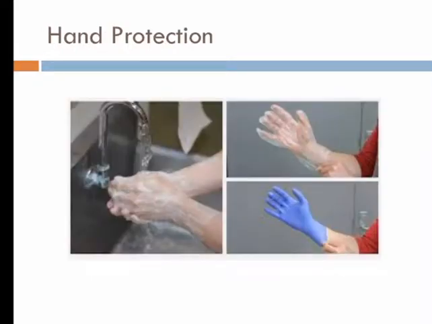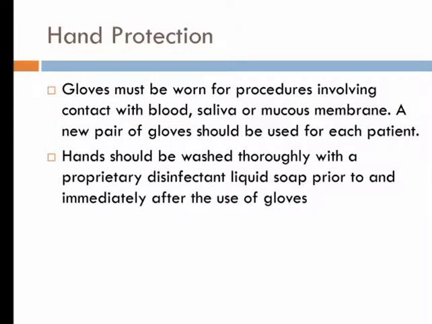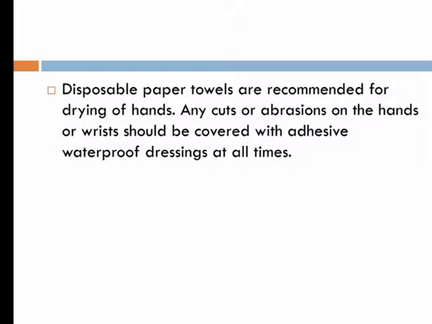Hand protection. Gloves must be worn for procedures involving contact with blood, saliva, or mucous membrane. A new pair of gloves should be used for each patient. If a glove is damaged, it must be replaced immediately. Hands should be washed thoroughly with a proprietary disinfectant liquid soap prior to and immediately after the use of gloves. Disposable paper towels are recommended for drying hands. Any cuts or abrasions on the hands or wrist should be covered with adhesive waterproof dressing at all times.